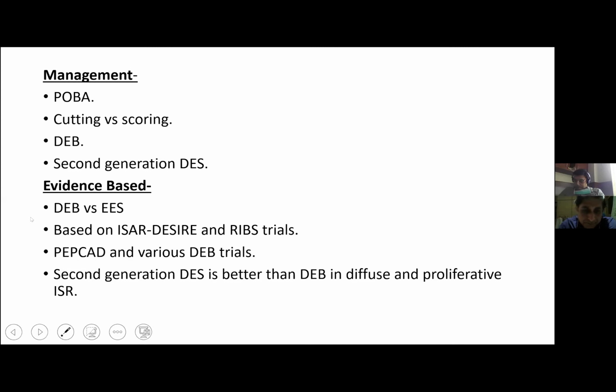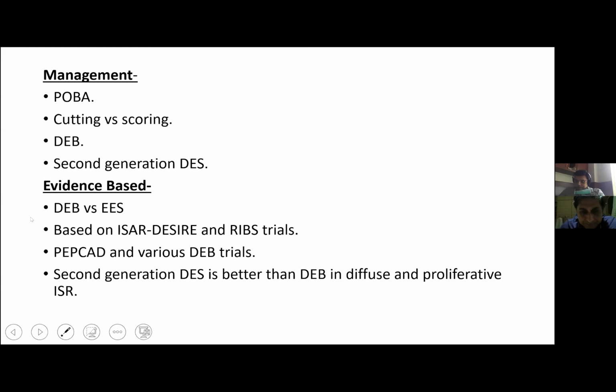There are a few papers comparing DEB versus the everolimus-eluting stent, based on the ISAR-DESIRE trial, the RIBS trial, PEPCAD and various DEB trials. There is a little edge for the second-generation everolimus-eluting stent over the drug-eluting balloon in a diffuse and proliferative ISR. However, there is always a case for a drug-eluting balloon in a recurrent multi-layered ISR.